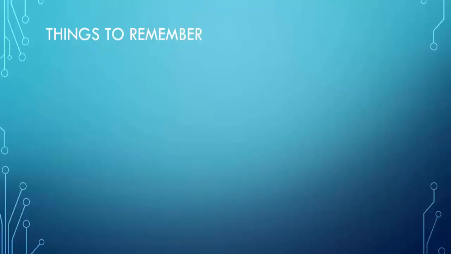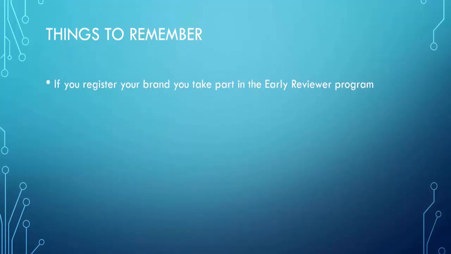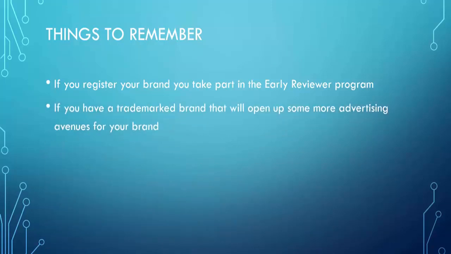So what are some things to remember about ads? If you register your brand, you can take part in the early reviewer program, which is about $60, and it's Amazon's way of trying to help you generate reviews for your product if it's a newer product. If you have a trademarked brand, that will open up some more advertising avenues for your brand. So if Amazon sees that your brand is trademarked and there won't be any issues with competition or legal claims, there are a little bit more features that you can take advantage of through their advertising program.